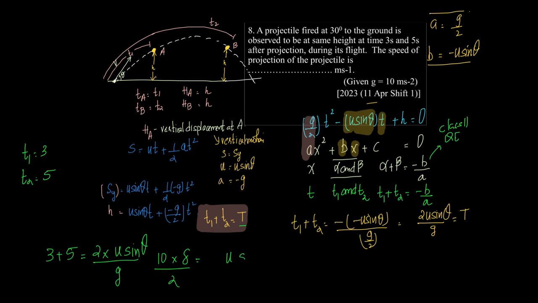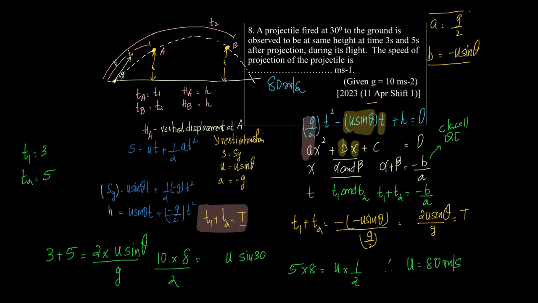u into sine theta. Theta is given to be 30 degrees, so this is sine 30. Therefore, 5 into 8 is equal to u into what is sine 30? Sine 30 is 1 by 2, so 5 into 8 is 40, and therefore u is equal to 40 into 2, which is 80 meter per second, which gives us the correct option. It's a numerical question, so this is 80 meter per second.